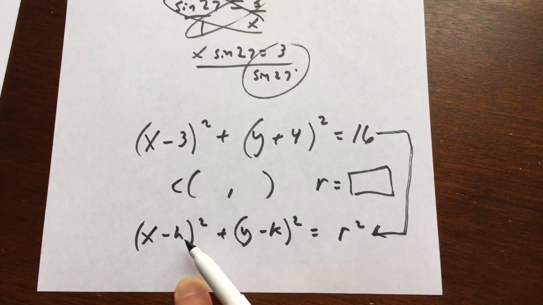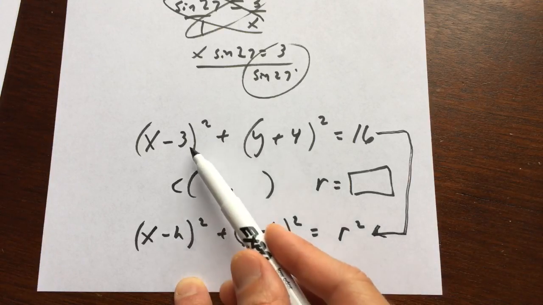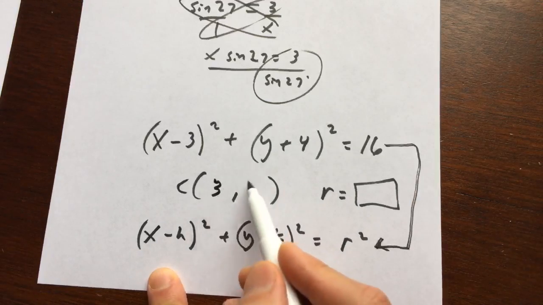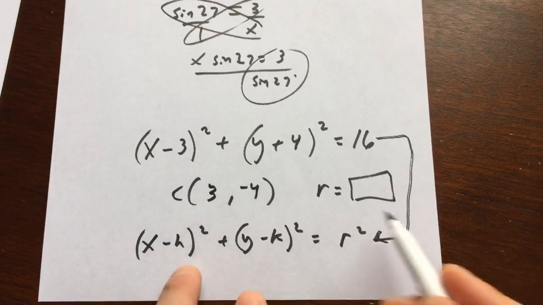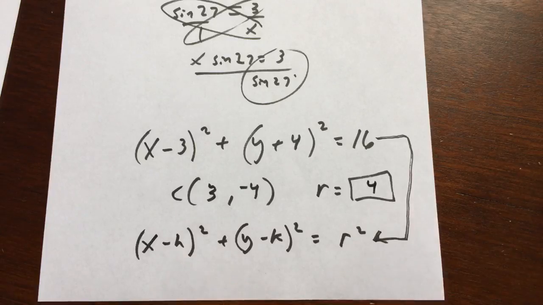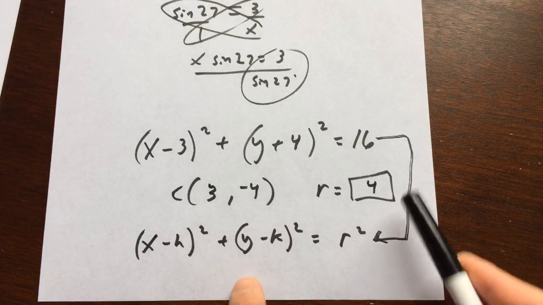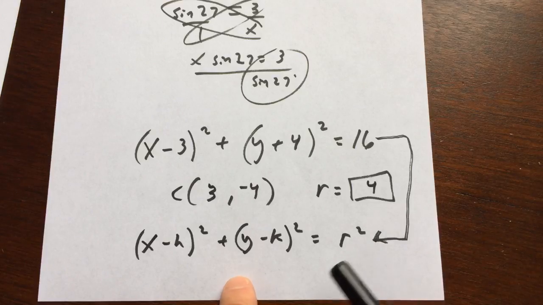With the center, see how this is x minus h, so it's actually positive 3, and negative 4. The radius is going to be the square root of 16, which is 4. So basically you want to take the square root to get the radius.